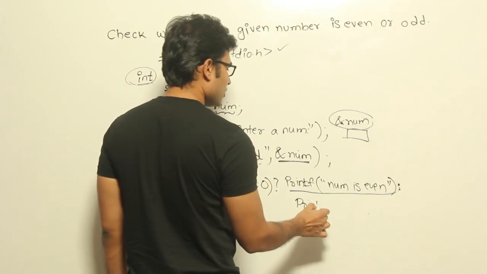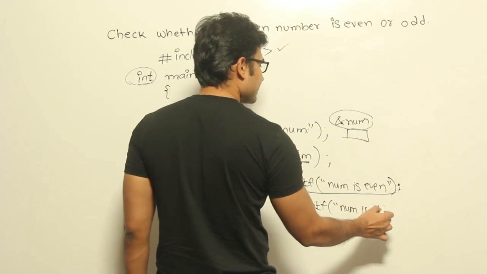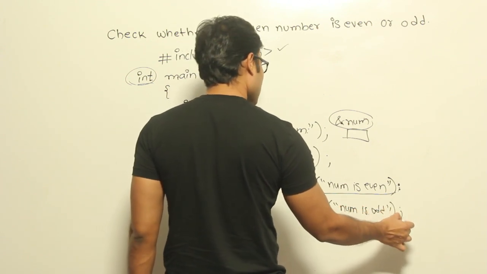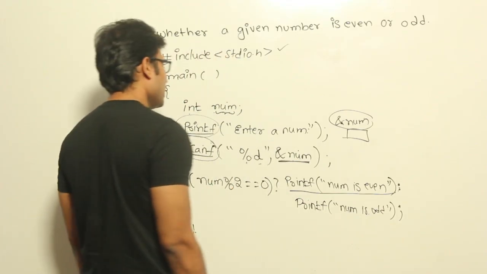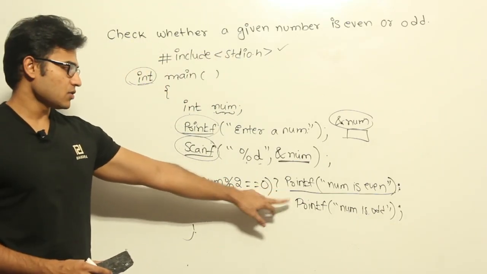Let us say after the colon you are writing printf number is odd. Got it? And you close it with the semicolon, right? Now what happens is, if the number is even, this will be printed. If the number is odd, this will be printed.